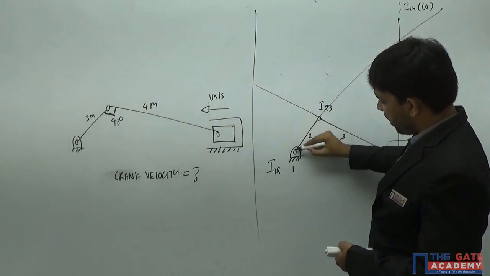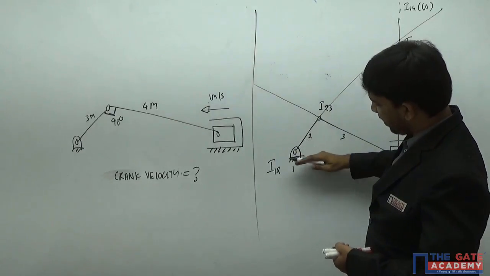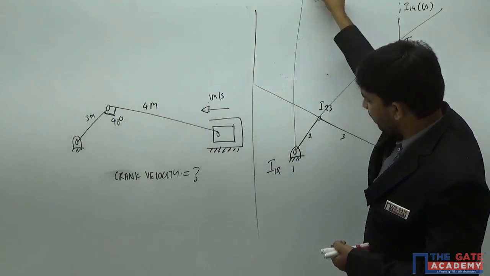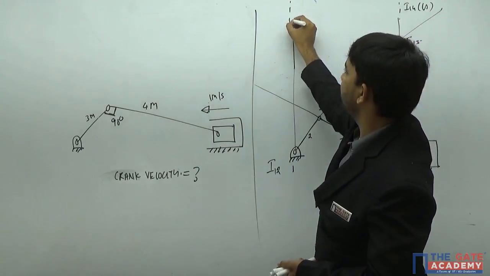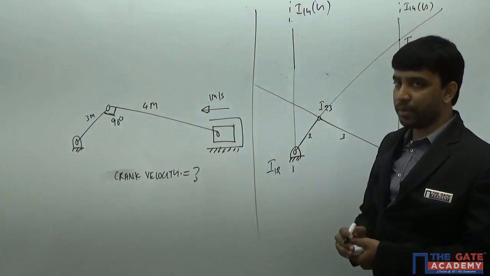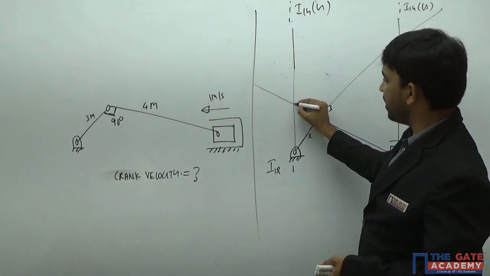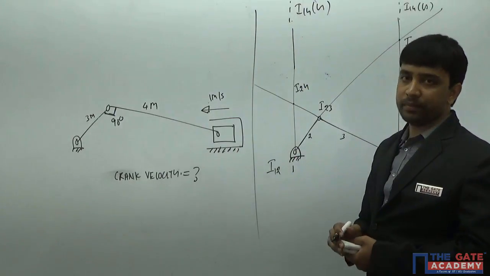1-2 is here, and 1-4 is at infinity in the direction perpendicular to this plane. So I am drawing a line perpendicular to this plane till infinity. I14 is lying at infinity, and both these lines meet at infinity. Wherever these two lines intersect gives you I24. So I24 will lie here.